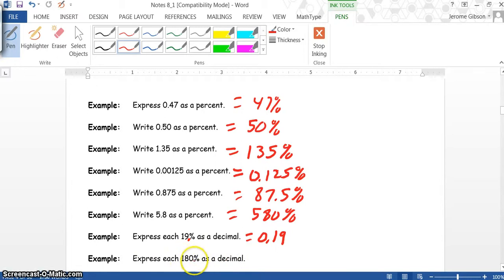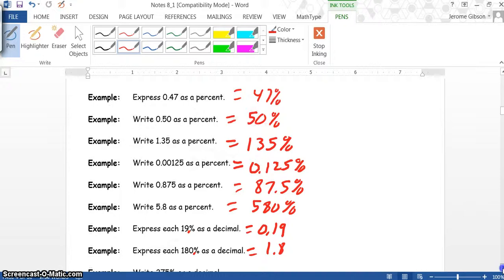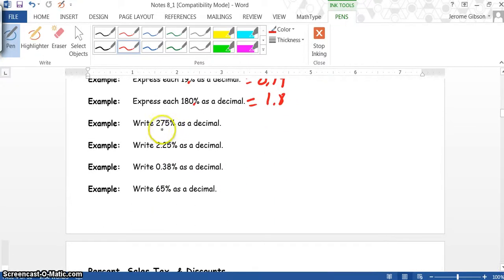Now it says express 180% as a decimal. Remember that decimal is right here, behind the 0. Move it 2 places to the left, and that would give us 1.8, or you could write 1.80. Either one is fine. Now we have to write 275% as a decimal. Remember, the decimal is assumed to be here. Move it 2 places to the left, it'll be 2.75, and we drop the percent.